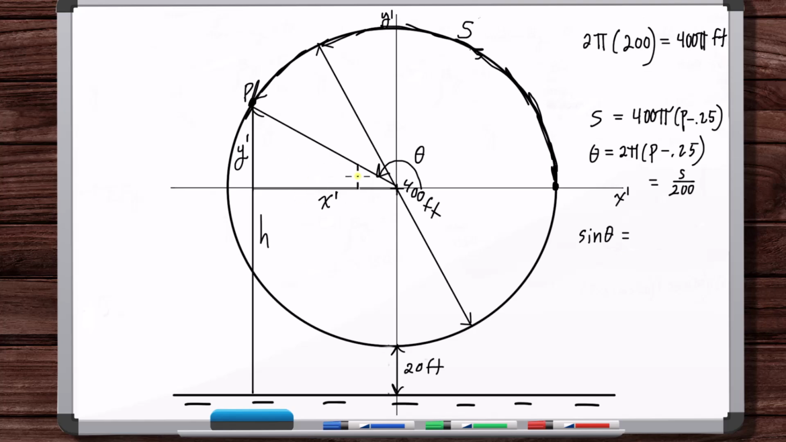So sine of theta is what? So this is 200. It's opposite over hypotenuse in the reference angle, but we're actually doing this angle because y prime could be negative or positive. So it's really this angle we're evaluating the trig functions of. So opposite over hypotenuse. And there you go. There is y prime.